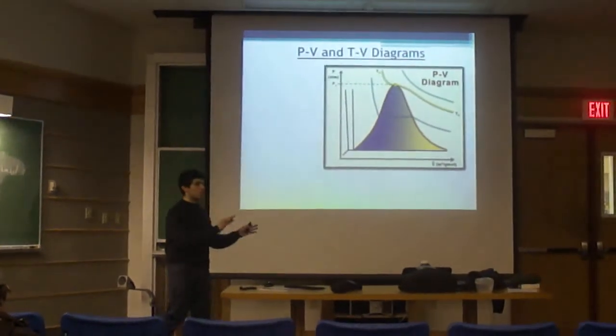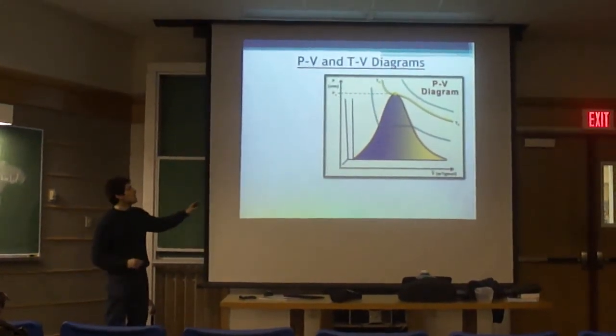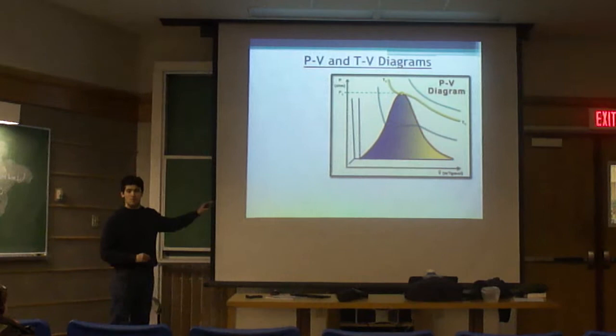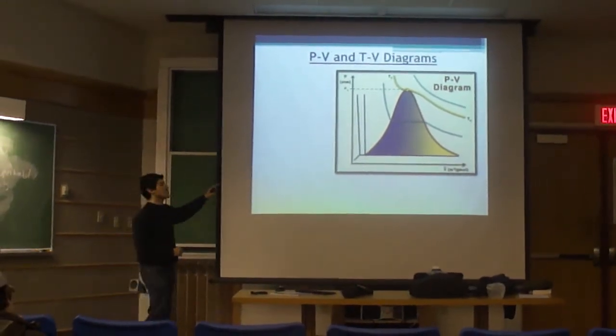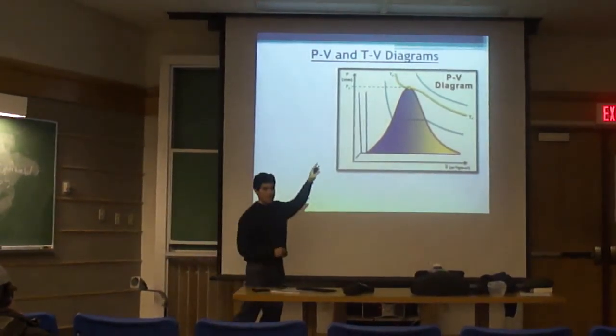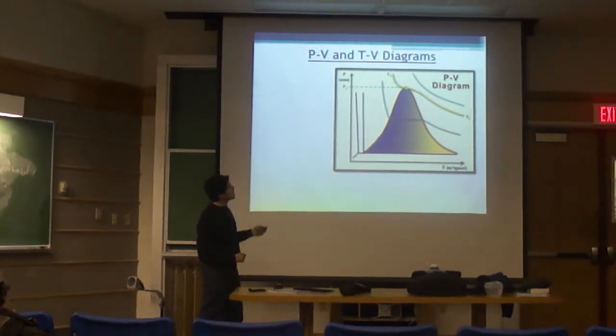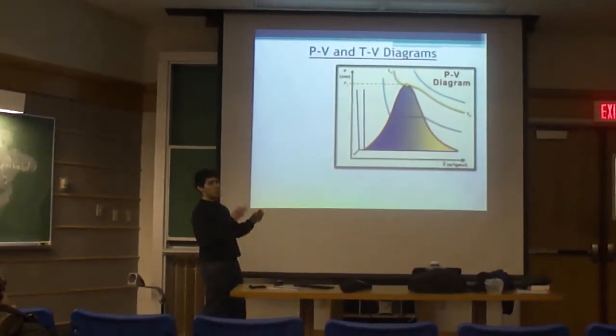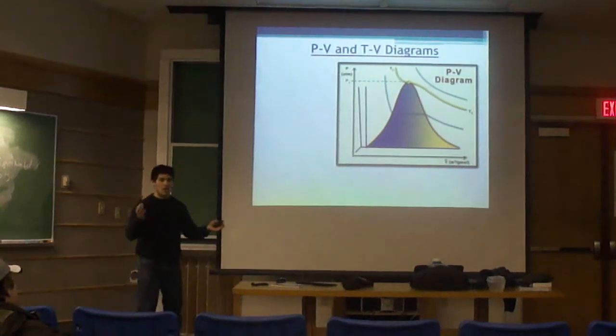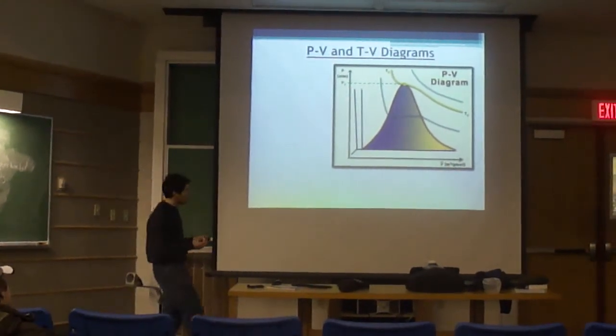All right, the other thing for your note card: the difference between PV and TV. There is no difference except the way in which the contour lines are drawn. These contour lines here are called isotherms or isobars. You've probably heard her say that.